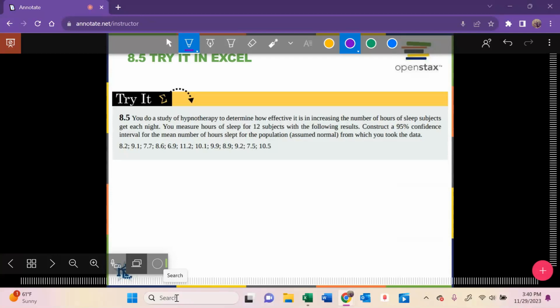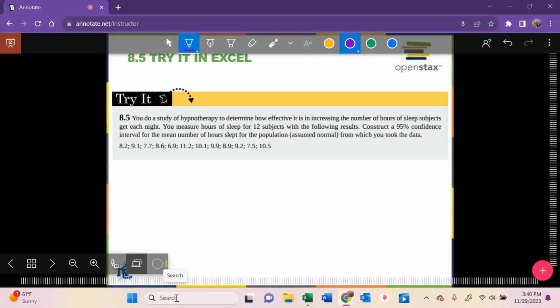All right, so this is one that you can try on your own. It says you do a study of hypnotherapy to determine how effective it is to increase the number of hours of sleep subjects get each night. You measure hours of sleep for 12 subjects with the following results. Construct a 95% confidence interval for the mean number of hours slept for the population, assumed normal, from which you take the data.